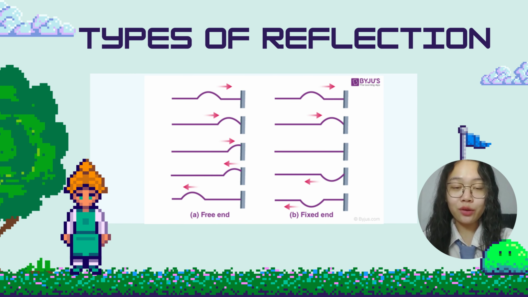There are two types of reflection, which are a free end and a fixed end. A pulse with an upward displacement will reflect off the end and return with an upward displacement in free end reflection. If you look at image A, the right end of the string is attached to a ring that slides up and down on a rod without causing any friction. Hence, the name is free end. And in picture B, it is a fixed end, which is a situation in which a piece of string is attached to a rigid wall at its right end.